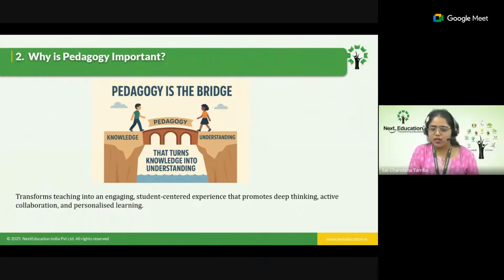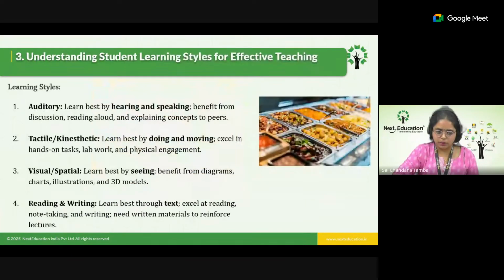So that is what I wanted to convey through this image: teaching should be more engaging and student centric, not teacher centric, because our main focus here is the students, and they need to understand the knowledge you are trying to give them. So it has to promote deep thinking, active collaboration and personalized learning. So let's see how it is done.